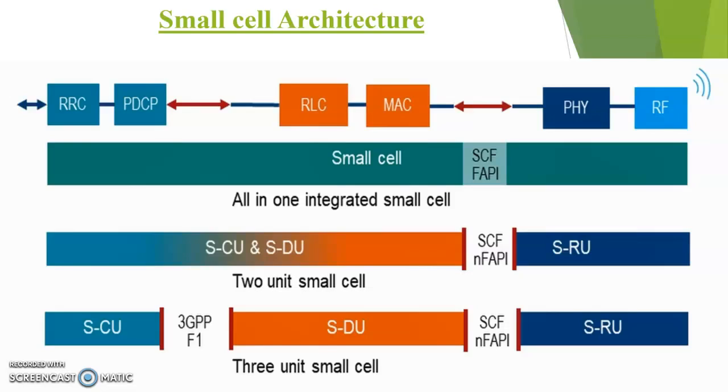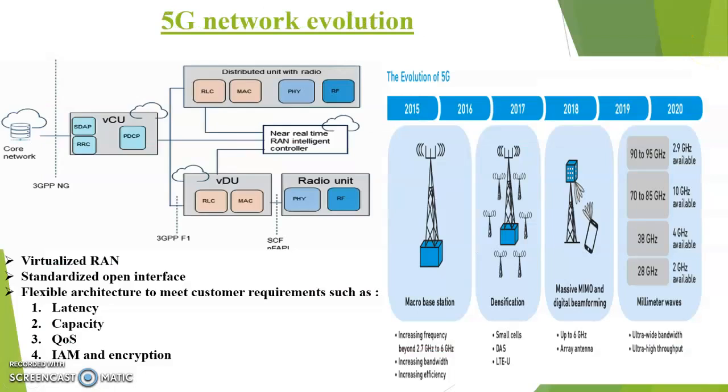is 256 QAM. In order for successful 5G evolution and achieving ultra wide bandwidth and ultra high throughput, virtualized RAN and standardized open interface is very important. Apart from that, flexible architecture is also required to meet the requirements of customer. The requirements include latency, capacity, QoS, and security such as IAM and encryption, etc.